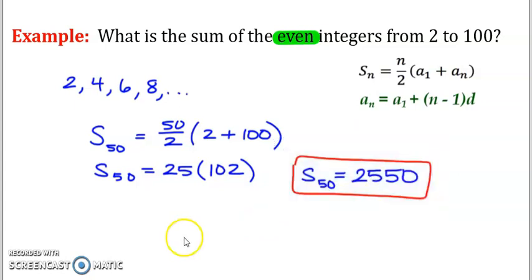When we do that, we would get 2,550. Not too shabby, right? Don't worry. Some of you probably want to see more challenging problems. I hear you. You like a challenge.